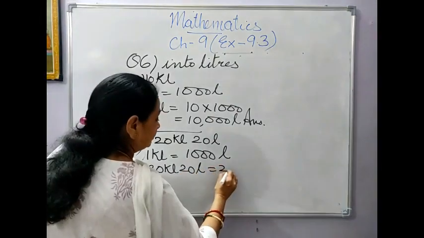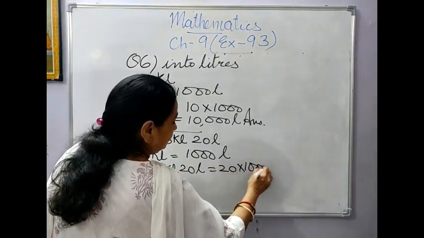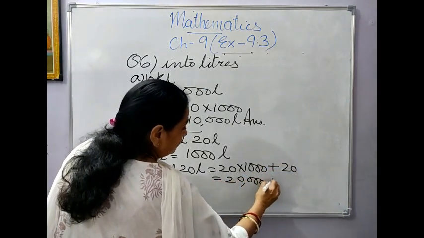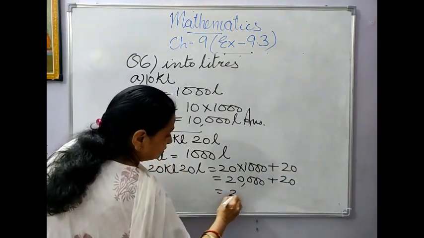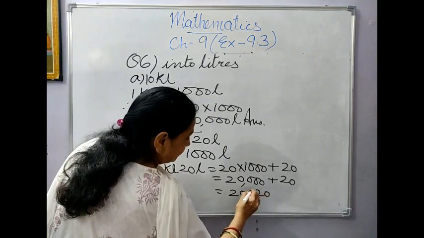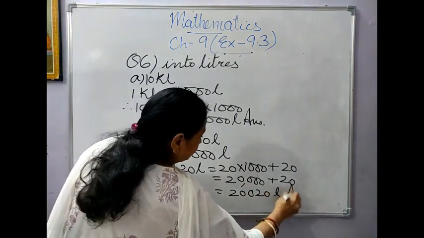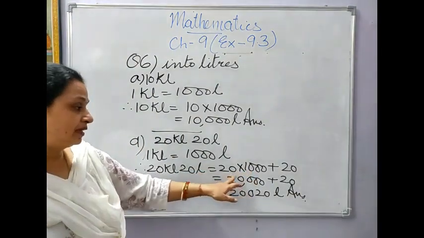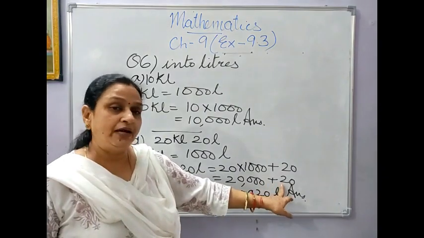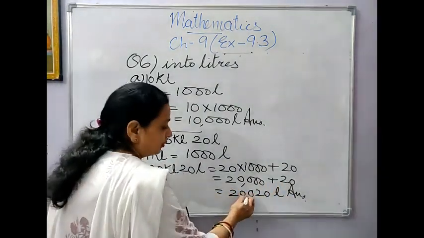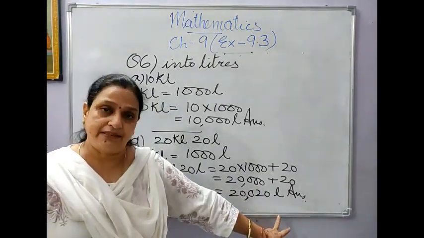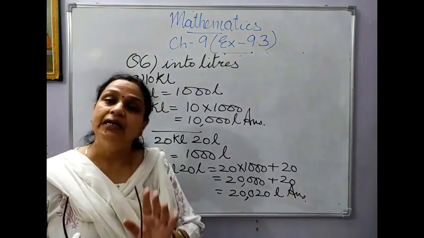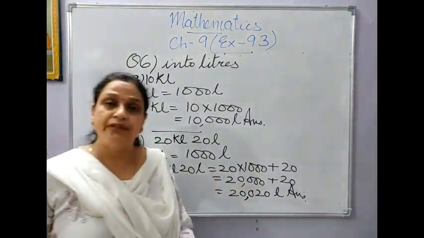only this, 20 into 1000 plus 20. So it will be 20,000 plus 20. You can add it in the rough and it is your answer. Try to understand. We have multiplied 1000 by this becomes 20,000. In this you have to add this 20. So it becomes your 20,020 liters. Okay. Sum number C is similar to sum number D. Same way you can do sum number C.